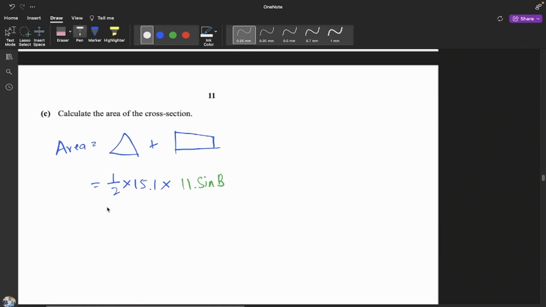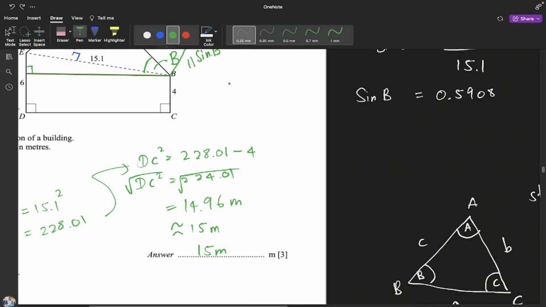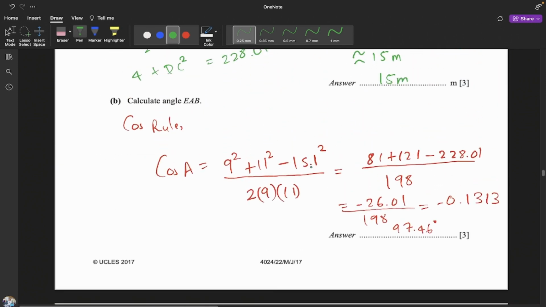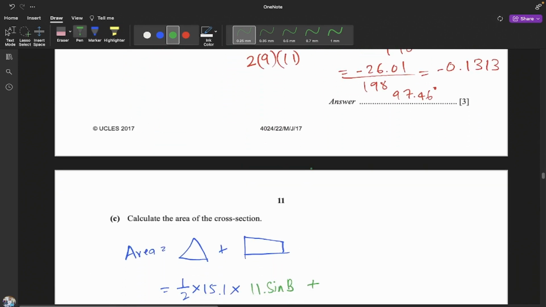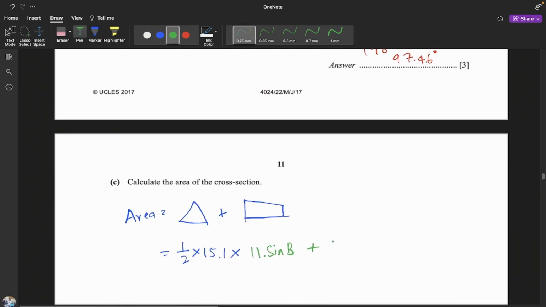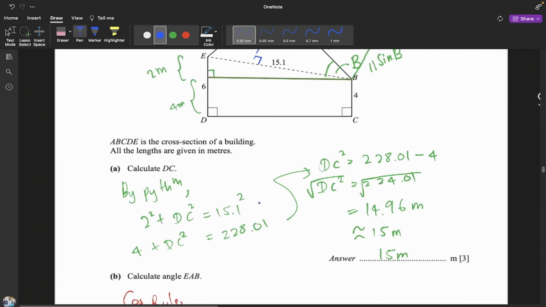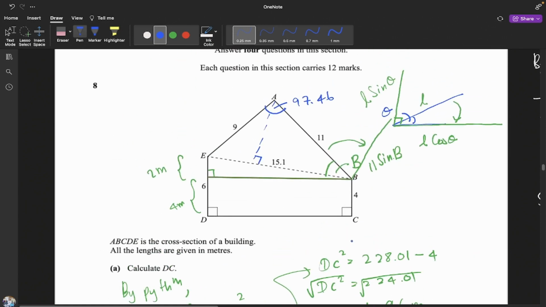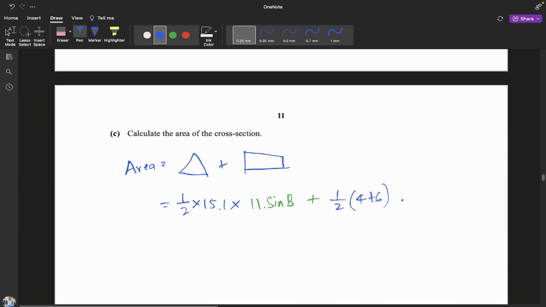So we know the sine value. Let's finish this equation first and then we'll substitute the sine value. Now we want to find the area of the trapezium. How to find the area of the trapezium? It's half into the addition of the parallel sides. This and this are the parallel sides. So 4 plus 6, into the gap. The gap we found is 14.96, or 15. Let's take the actual value.